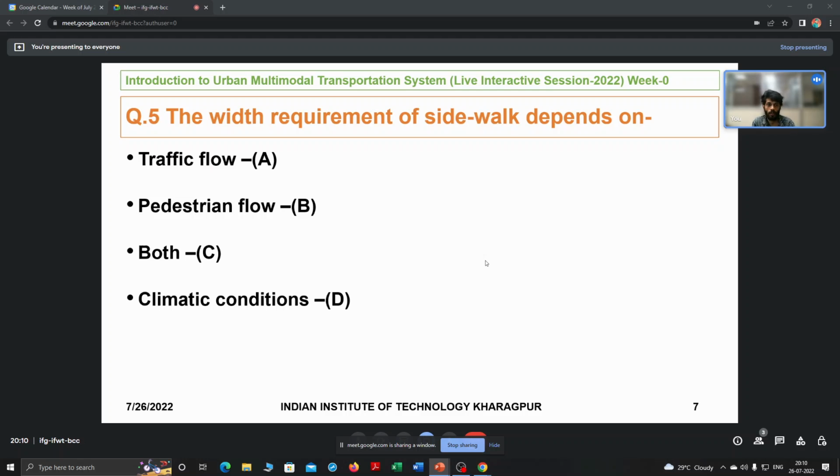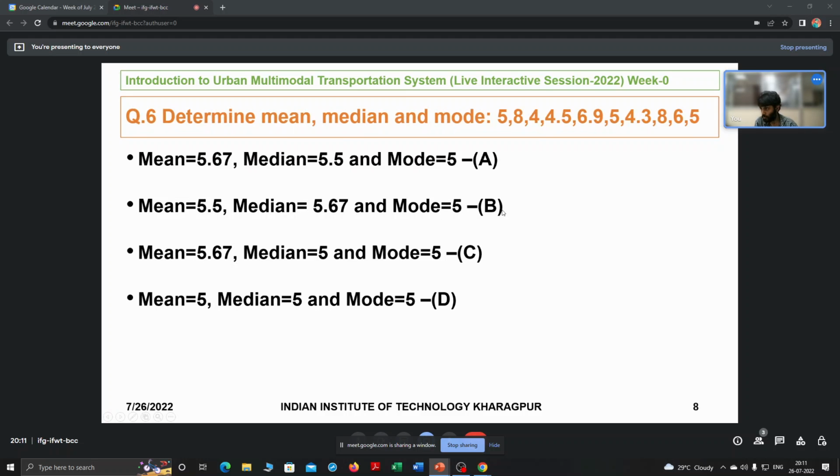So the width requirement obviously depends on pedestrian flow. Basically it is designed for the pedestrians. If your pedestrian flow is more and your sidewalk width is less, because width represents the capacity of a particular stretch of sidewalk, then it is inefficient. Pedestrians won't be able to cross conveniently and safely, right? So it is not traffic flow, it is not both, and it does not depend on climatic condition. So it will be pedestrian flow. The answer would be B.